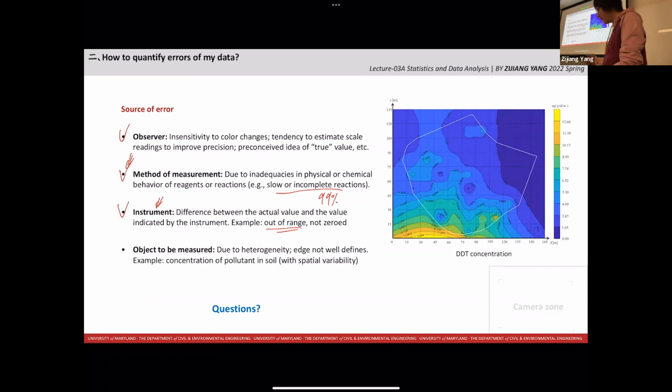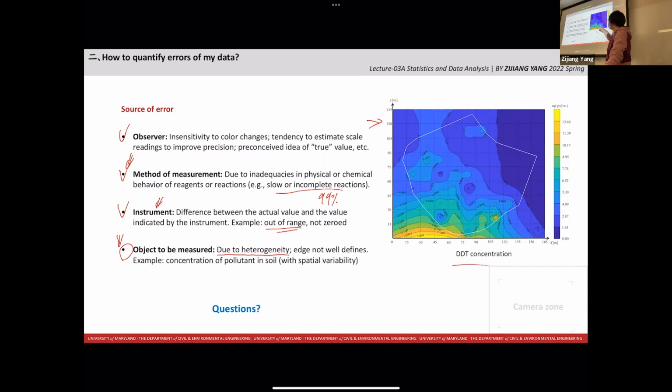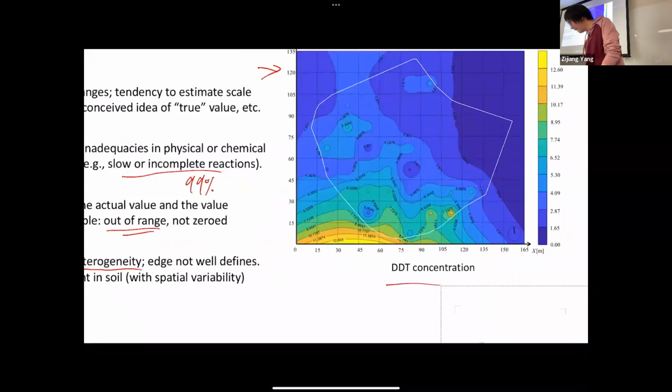Another one I want to talk about is the object to be measured. Whenever I was preparing the material, some of the literature talked about the object to be measured. This could be due to the heterogeneity of the objects, or the edge may not be well defined. For example, here shows the concentration of DDT in the field, and we can see it has different concentrations at different places. I can make this larger.